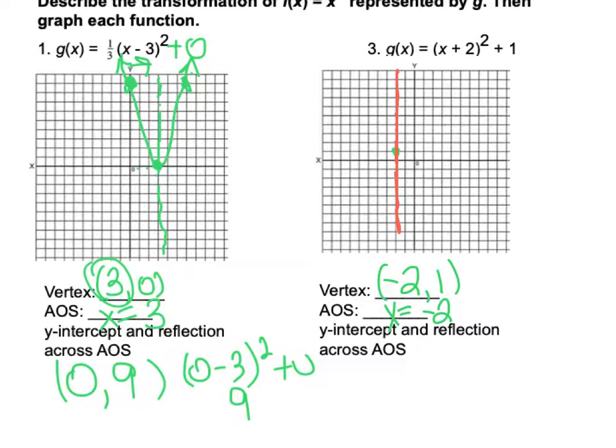Okay, and then I need to have my y-intercept. I'm going to put 0 in for x, so I'd have 0 plus 2 squared plus 1. 0 plus 2 is 2, 2 squared is 4, 4 plus 1 is 5. So my y-intercept is going to be at 0, 5. Okay, and then I'm just going to reflect that across my axis of symmetry.